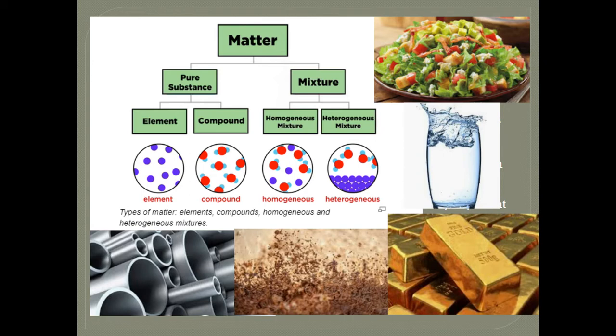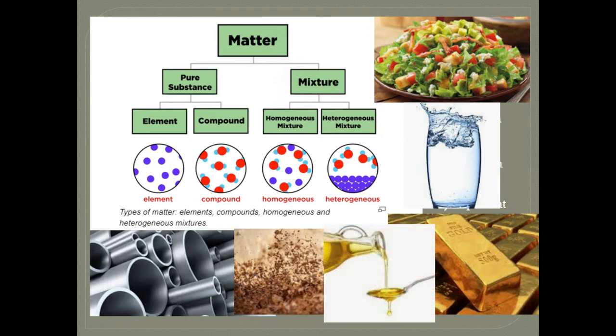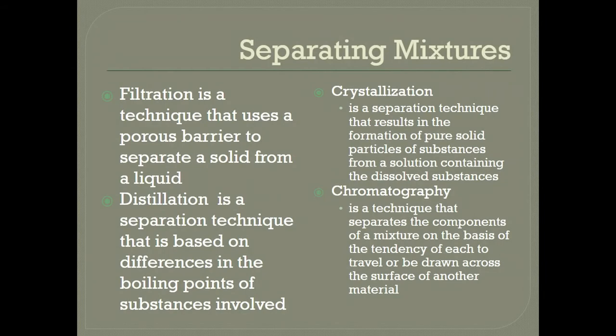Here we go. A gold bar. Yes, gold is an element found on the periodic table, so it is a pure substance. And what about this one? This is oil. Specifically, I believe it's vegetable oil. Yeah, that is a homogeneous mixture. It's evenly distributed throughout, but each of the individuals are still there.